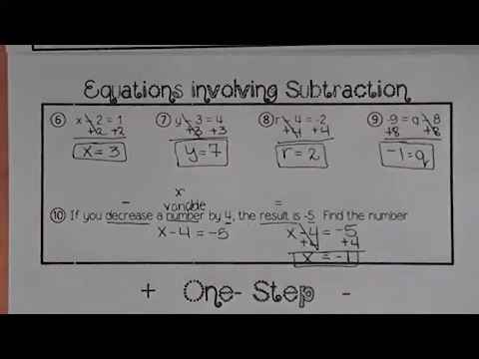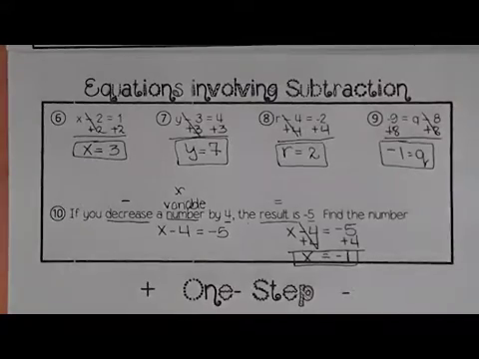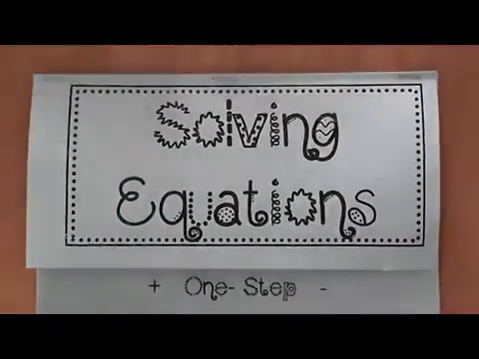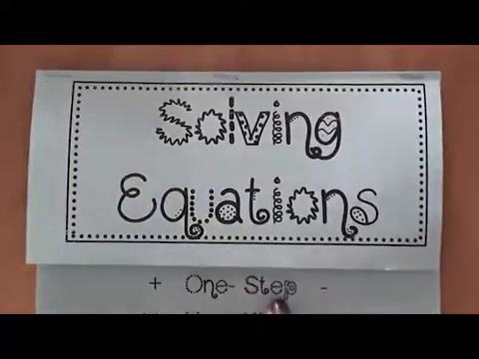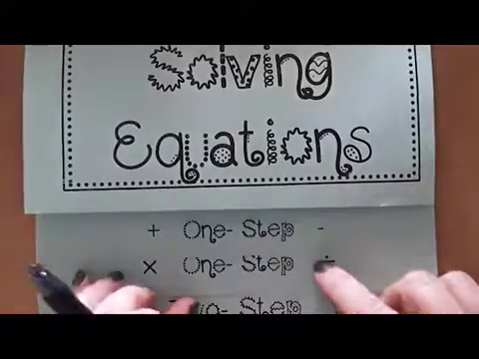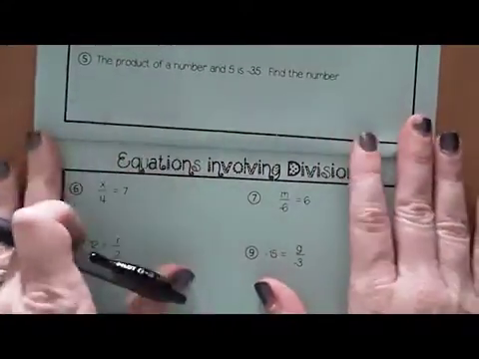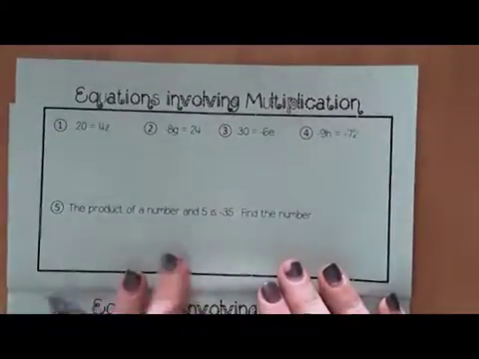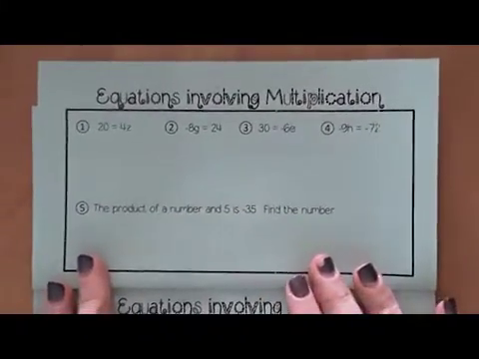All right, let's go on to our multiplying and dividing. So we just talked about solving equations with one step, and we were adding and subtracting. Now let's go ahead and flip to the multiply divide section. Like adding and subtracting, we did the opposite. Same thing goes for multiplying and dividing.